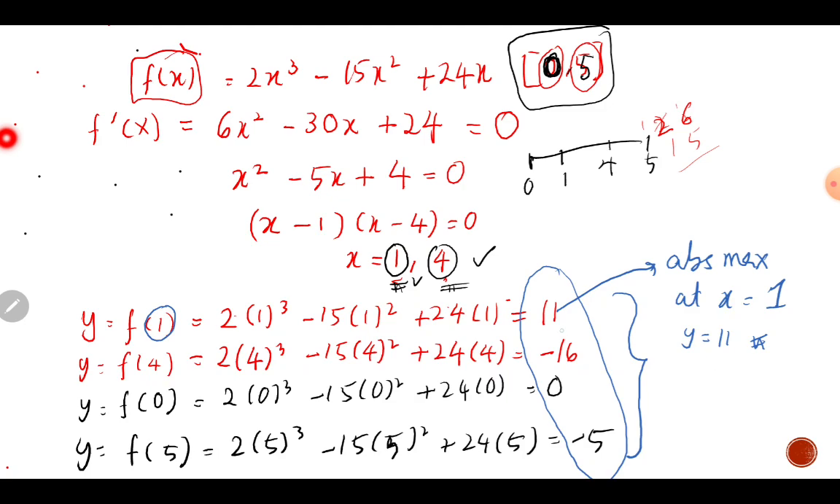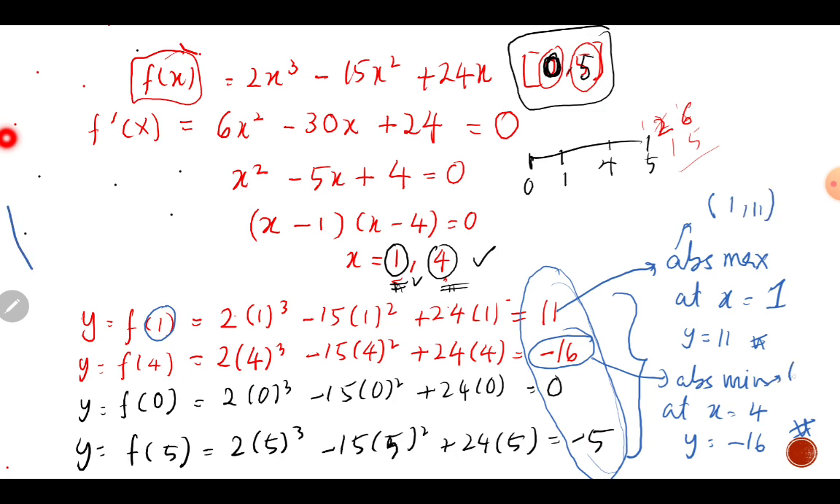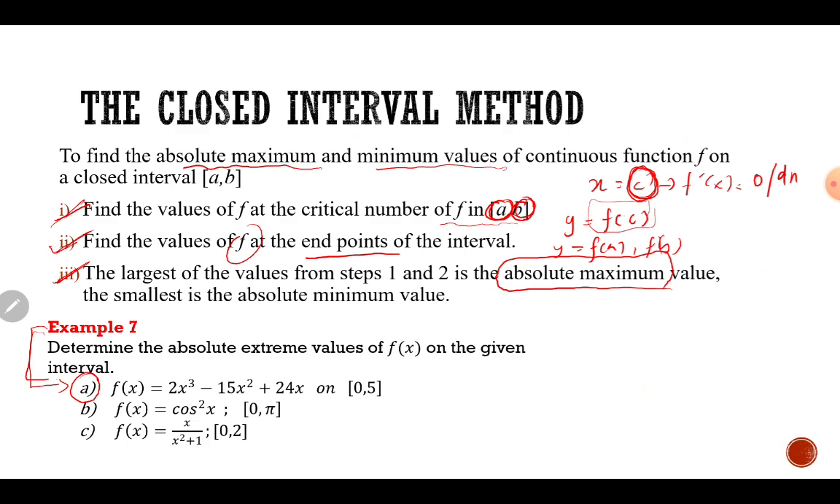Okay. And daripada sini juga kita nampak yang paling kecil adalah ni. So absolute minimum at x equals to 4, where y is equals to negative 16. Okay, macam tu je lah jawapan dia. So we get 2 value absolute maximum, where the point is absolute maximum ni kita boleh letak dalam bentuk koordinat pun boleh juga. 1, 11. Absolute minimum pula point dia adalah 4, negative 16. Okay, so with this we're done with example A.